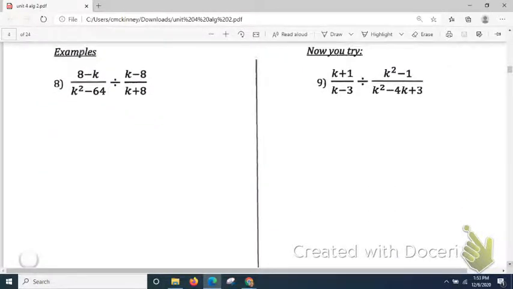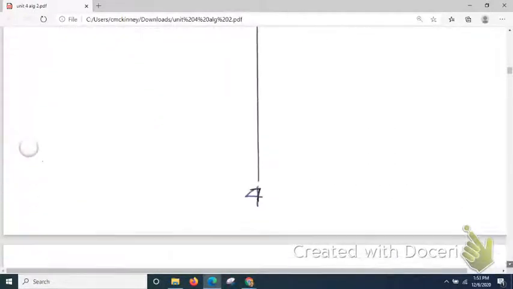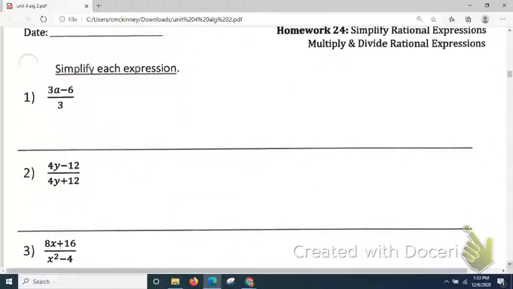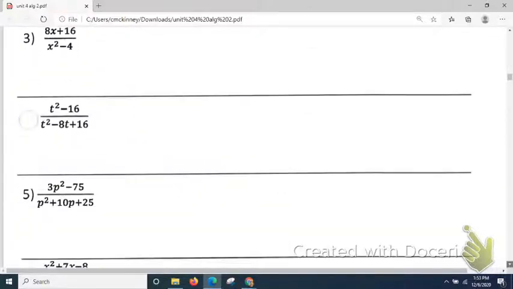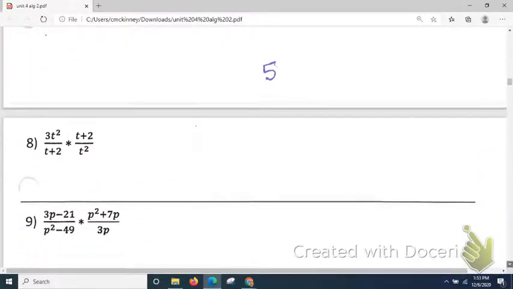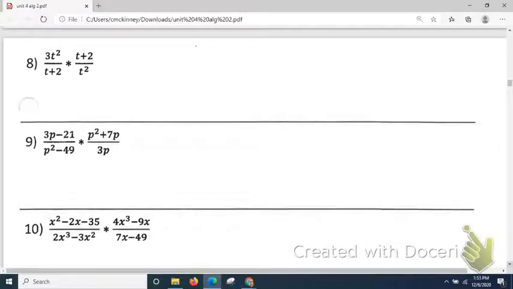So those were both division, so the second fraction did have to flip. As you see on this next page, which used to be a homework page for us, there are some simplified problems, and then when we get down to number 8, it's a multiplication. And so with multiplication, if you can factor, you should. There is no flipping going on, though.